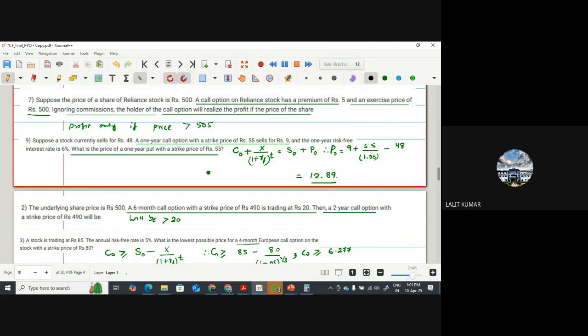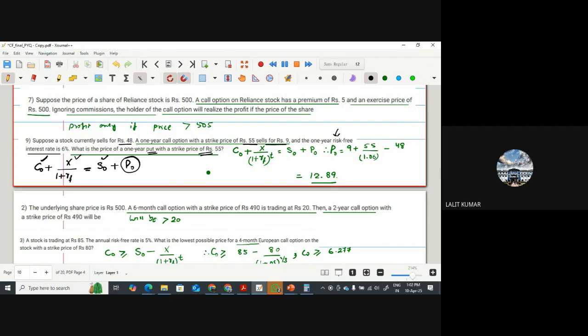Now we come to the next one. Suppose a stock currently sells at rupees 48. A 1-year call option with a strike price of rupees 55 sells for rupees 9. And the 1-year risk-free rate is 6%. What is the price of a 1-year put with the same strike price? So here we use the formula of call and put parity. They have not given continuous compounding, so we use X divided by 1 plus RF. So C0 plus X/(1+RF) is equal to S0 plus P0. All these values are given and we can calculate P0.